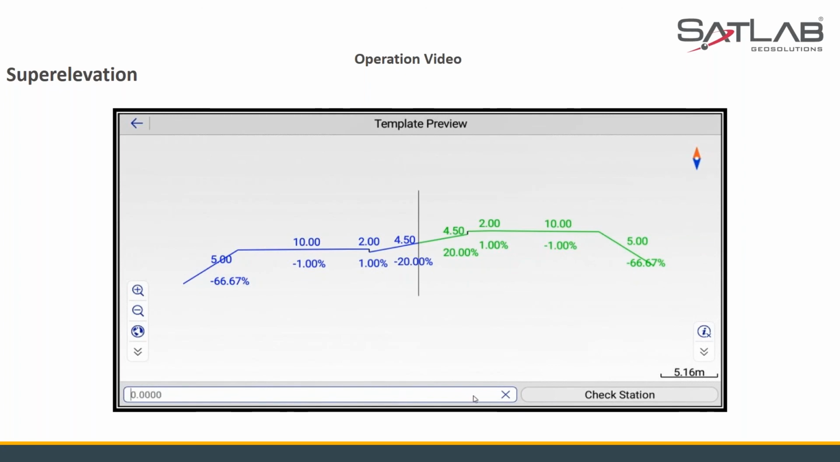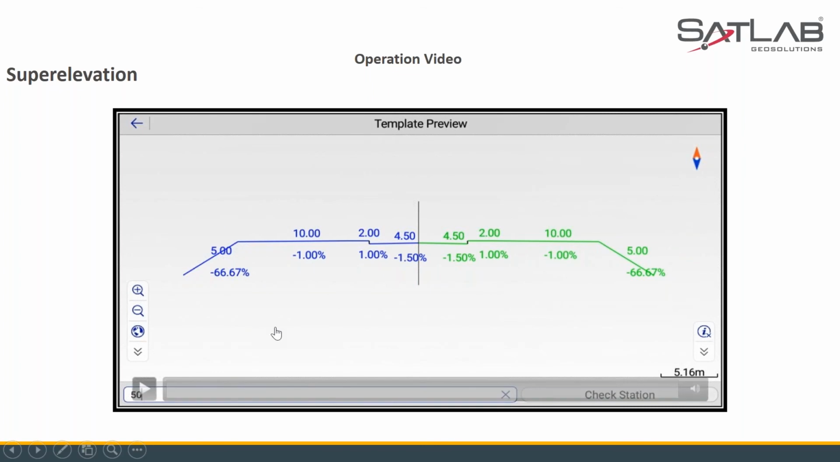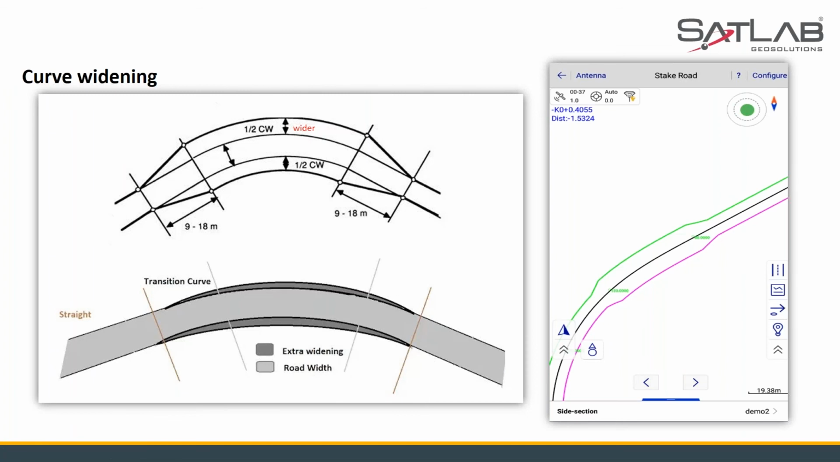That's quite easy. That's the beauty of this software, that you can check the cross sections here at the bottom. There you can see the Superelevation. 40, check. Same at 50, check. It's back to normal. Nice and easy. Super. So we are done with the Superelevation here.